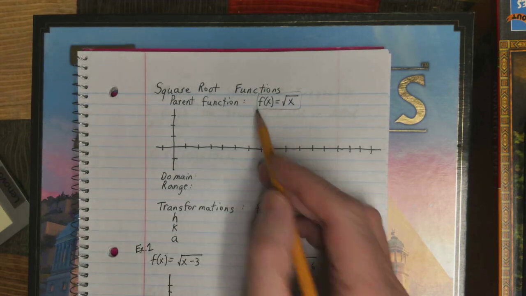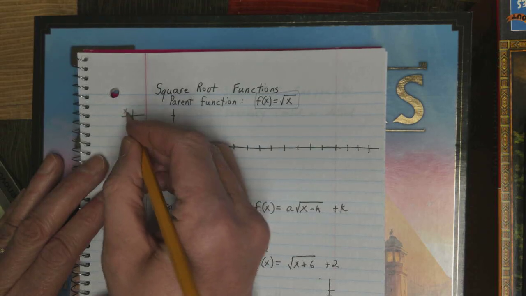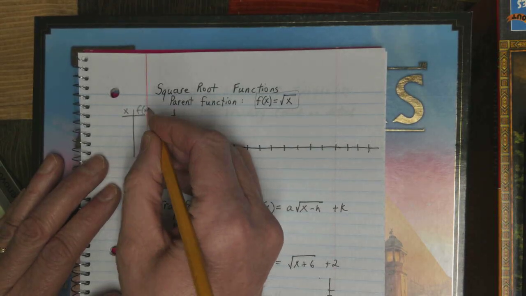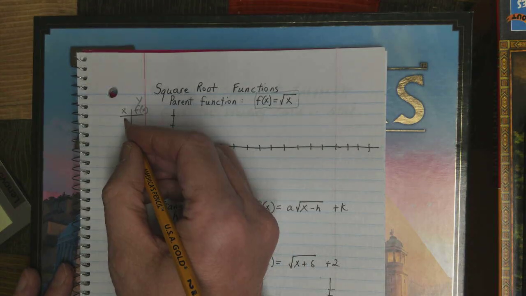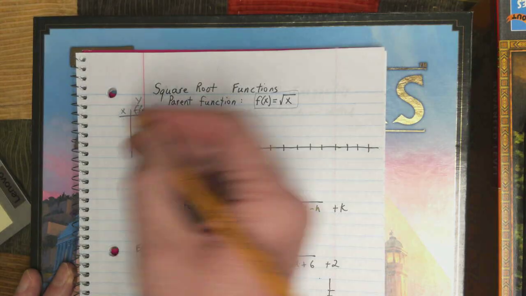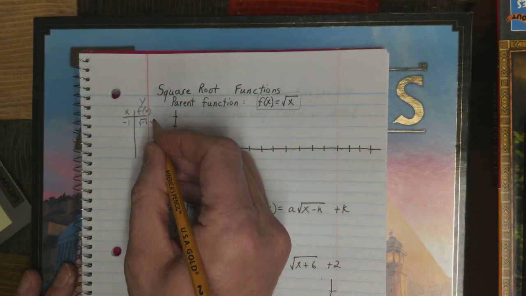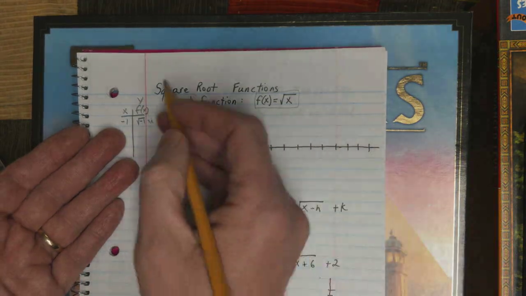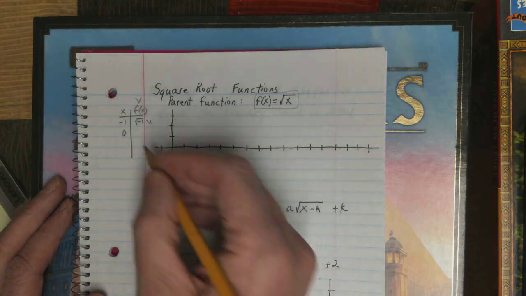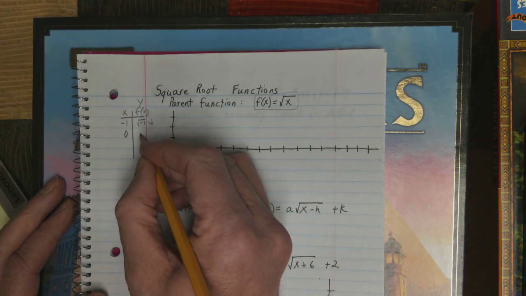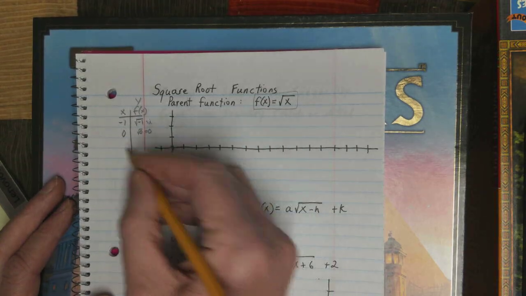f of x equals the square root of x. If I make a table, x and f of x, remember f of x and y are kind of the same thing, then if x is, first of all, negative 1, this is the square root of negative 1, which is i, but we're only on a real number axis here. So this won't work. It doesn't start working until 0. And the square root of 0 is 0. So (0, 0) is a point.